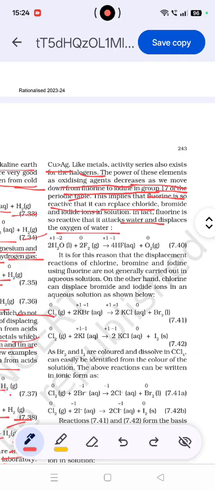So fluorine can displace chlorine, bromine, iodine, and fluorine can also displace the oxygen of water. See, H2O plus F2 gives HF plus O2. So it is for this reason that displacement reactions of chlorine, bromine, iodine using fluorine are not generally carried out in aqueous solution. On the other hand, chlorine can displace bromide and iodide ions in the aqueous solution as shown below.